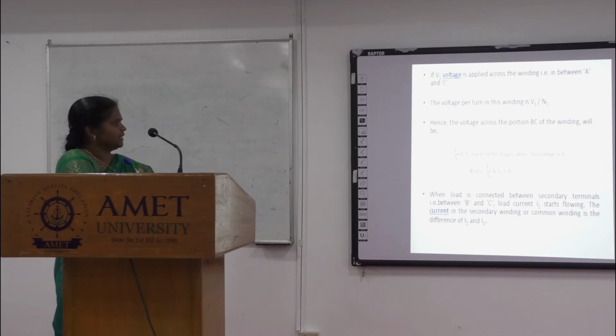Then the voltage across the portion BC will be, by the voltage division principle, the applied voltage V1 into the particular turns N2 divided by the total turns N1. So V2 is equal to V1 by N1 into N2. When a load is connected between the secondary terminals B and C, the load current I2 starts flowing. The current in the common winding is the difference of I1 and I2.